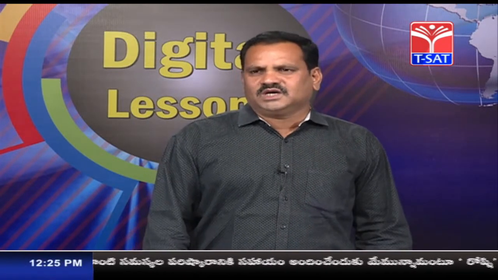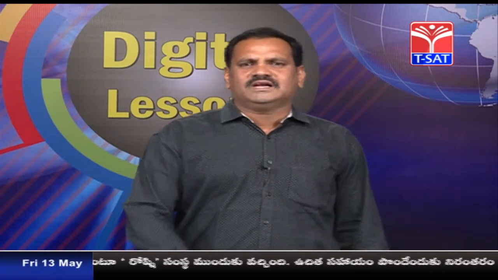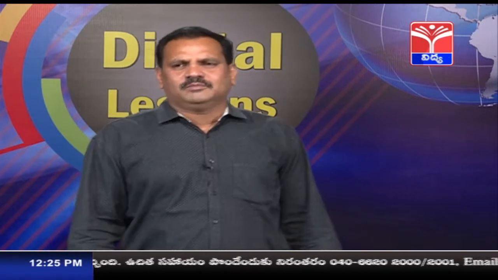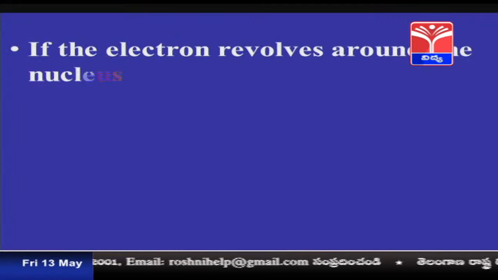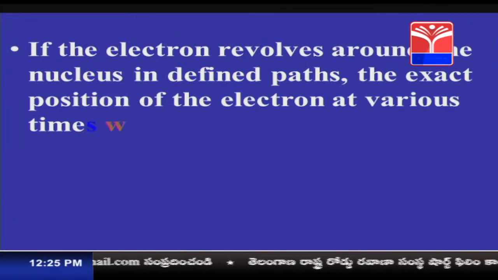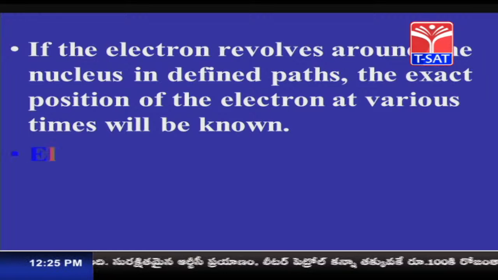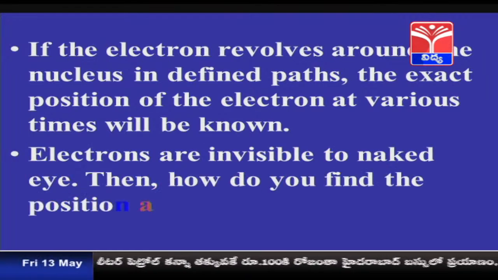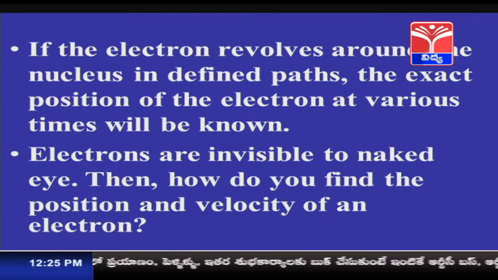Children, both the Bohr atomic model and the Sommerfeld atomic model, and the previous ones we have studied, the Rutherford model and the J.J. Thomson atomic model, no single model could explain completely the properties of the atom. All these are classical approaches. Dear children, if the electron revolves around the nucleus in a definite path, the exact position of the electron at various times will be known. Electrons are invisible to the naked eye. Then how do you find the position and velocity of an electron?